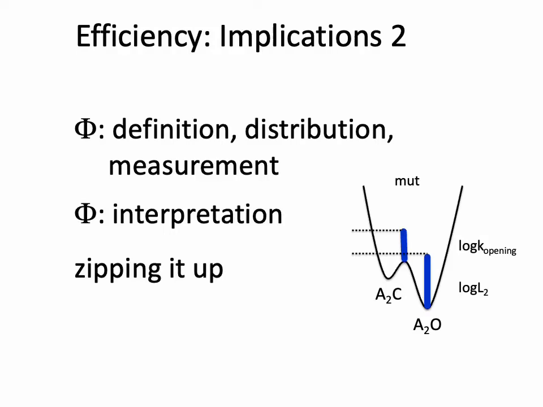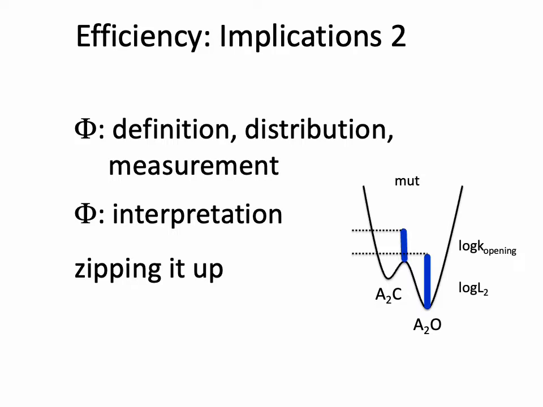This is the second section of the fourth chapter on agonist deficiency, in which we are concerned with the nature of the isomerization, the gating isomerization between C and O. So in the first part of chapter 4, we defined the parameter phi, showed its distribution, and described how we measure it.